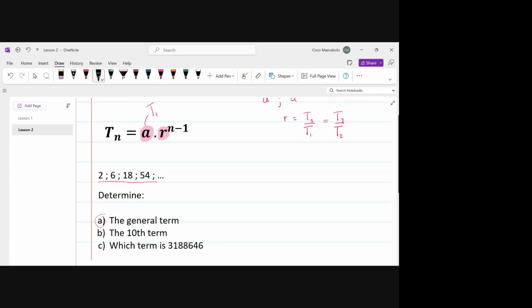Okay, let me write A over here. Tn equals, A is my first term, which is 2, so 2 times my common ratio. How do I get from 2 to 6? I multiply by 3. From 6 to 18, I multiply by 3. All right, so my common ratio is 3, so I'm going to go 3 to the power of n minus 1. Thumbs up. Everybody okay?